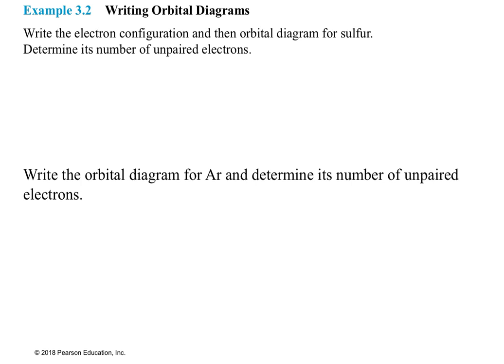So with this problem, we're going to do electron configuration for sulfur, then do the orbital diagram, and then count out how many unpaired electrons it has. All right, so sulfur is element 16. I'll do it down below.